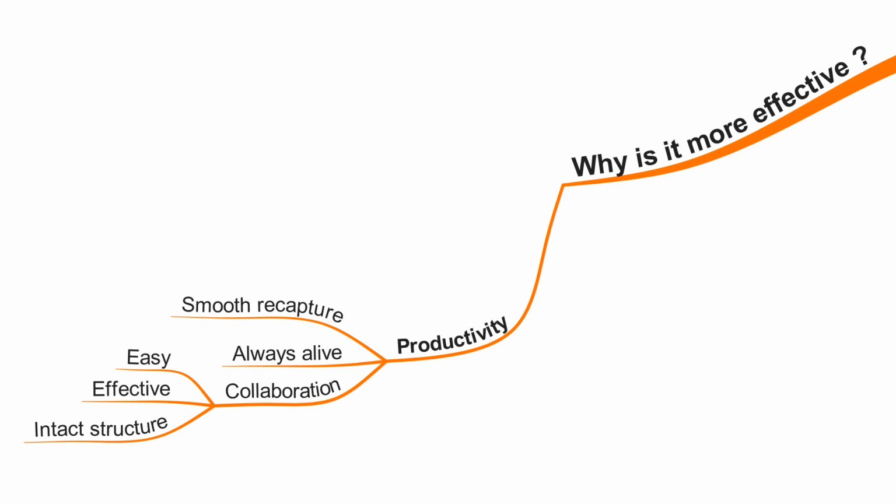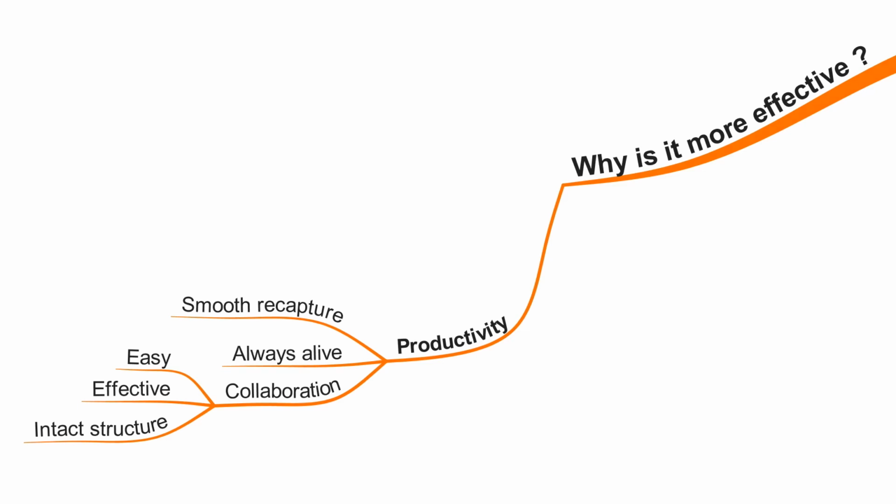The third point is that mind maps are collaboration friendly. If you are collaborating with other colleagues on a project or something, then mind maps will make it easy for you to collaborate. It will make it more effective. It will keep the structure intact. Now you can add branches, remove branches, add sub-branches, add notes, add pictures. You can't do that, or at least you can't do that easily, with linear formatting.